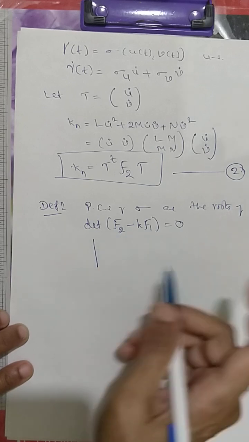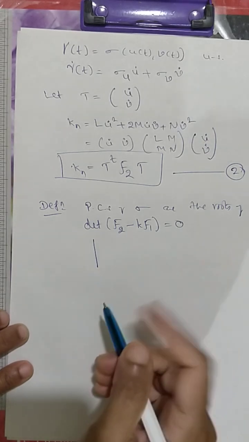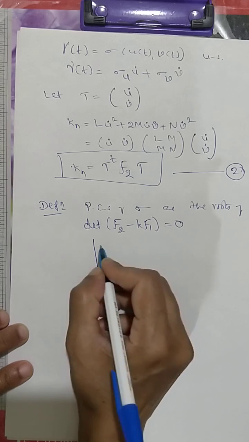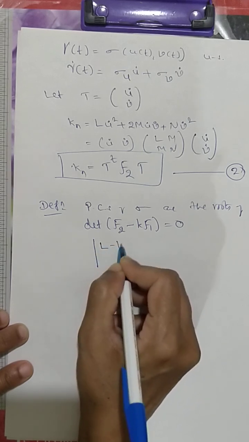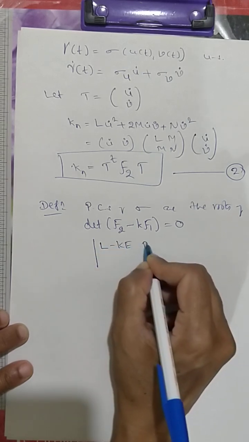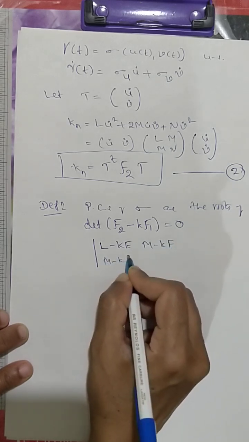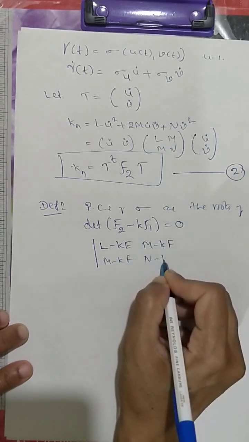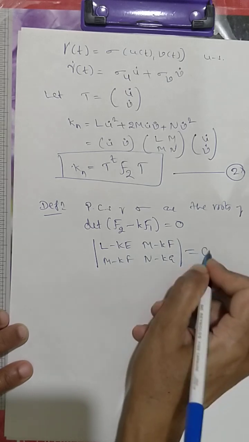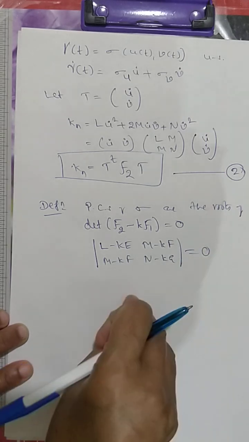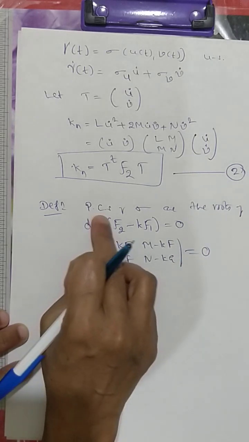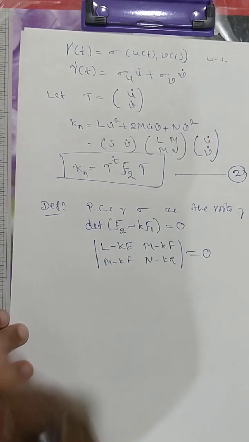F1 is the matrix EFFG. F2 is the matrix LMMN. Right, so what is it? It's the determinant of L minus K into E, M minus K into F, M minus K into F, N minus K into G. So this is equal to 0. Whatever equation we have, we will find out its roots. Those roots are called the principal curvatures of sigma.